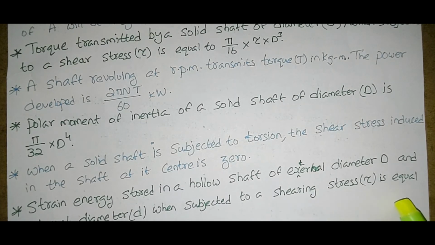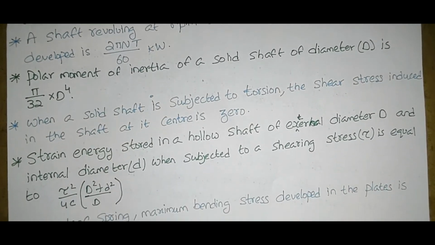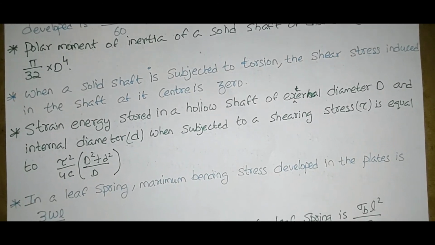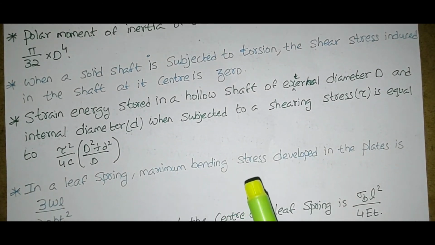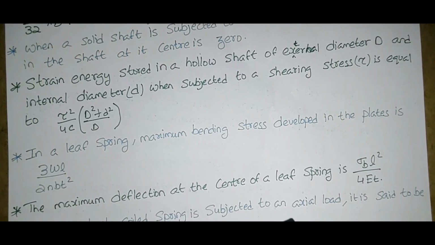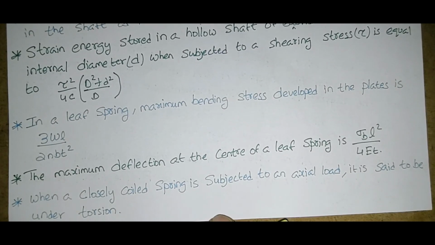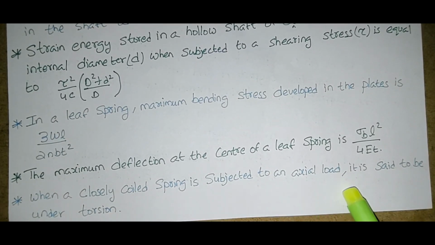Strain energy stored in a hollow shaft of external diameter D and internal diameter d when subjected to a shearing stress tau is equal to tau square by 4C into D square plus d square by D. In a leaf spring, maximum bending stress developed in the plates is 3WL by 2NBT square. The maximum deflection at the center of a leaf spring is sigma b L square by 4 E T. When a closely coiled spring is subjected to an axial load, it is said to be under torsion.